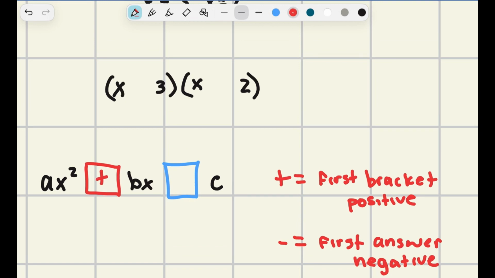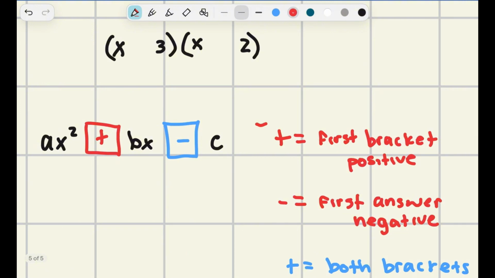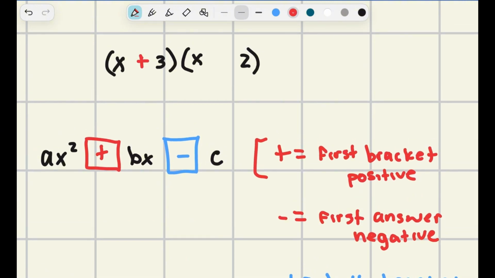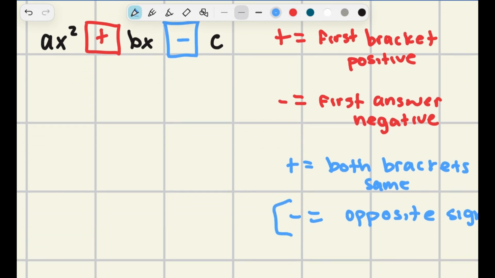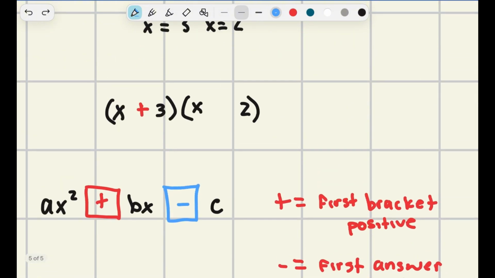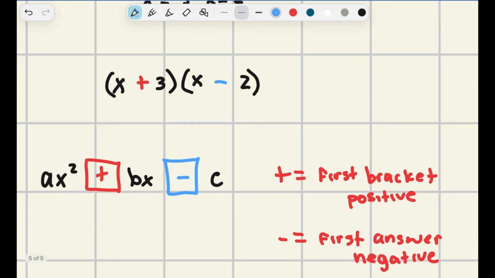Let's say this was positive and this was negative. So our rules say that if the first sign is positive, then the first bracket is positive. But if the second sign is negative, it means that they have to be different signs. So this one is positive and this one has to be negative because they have to be different signs.